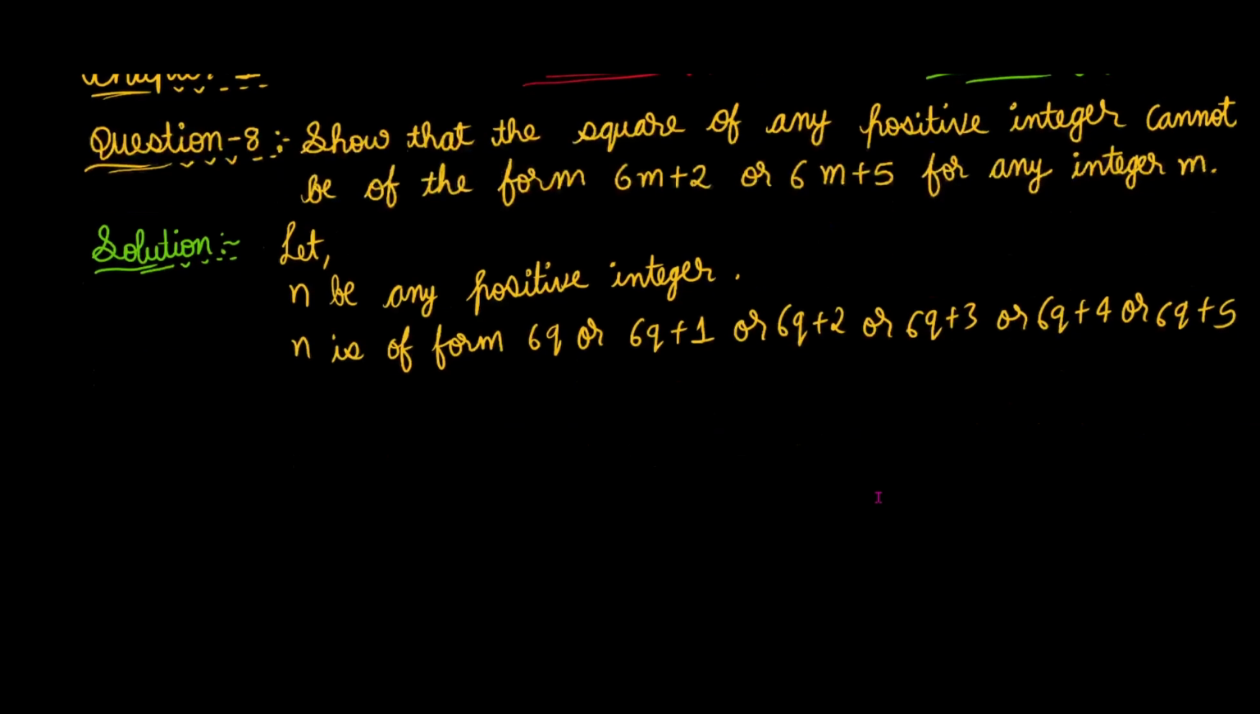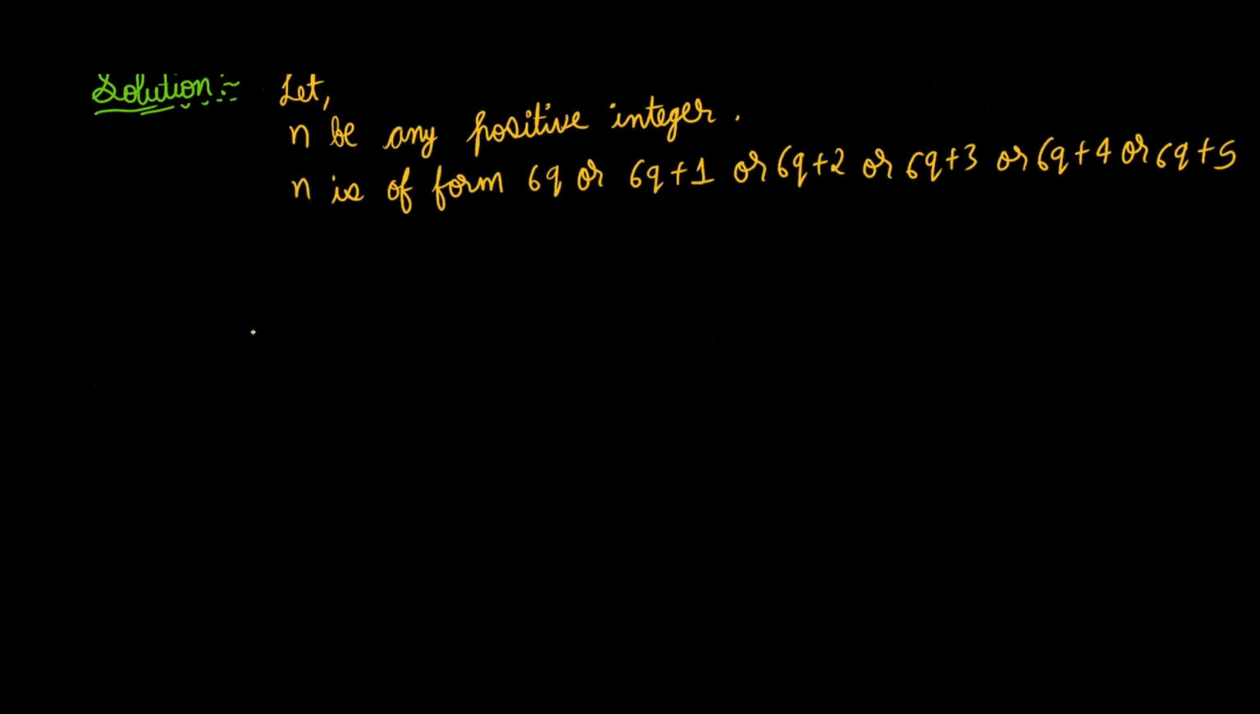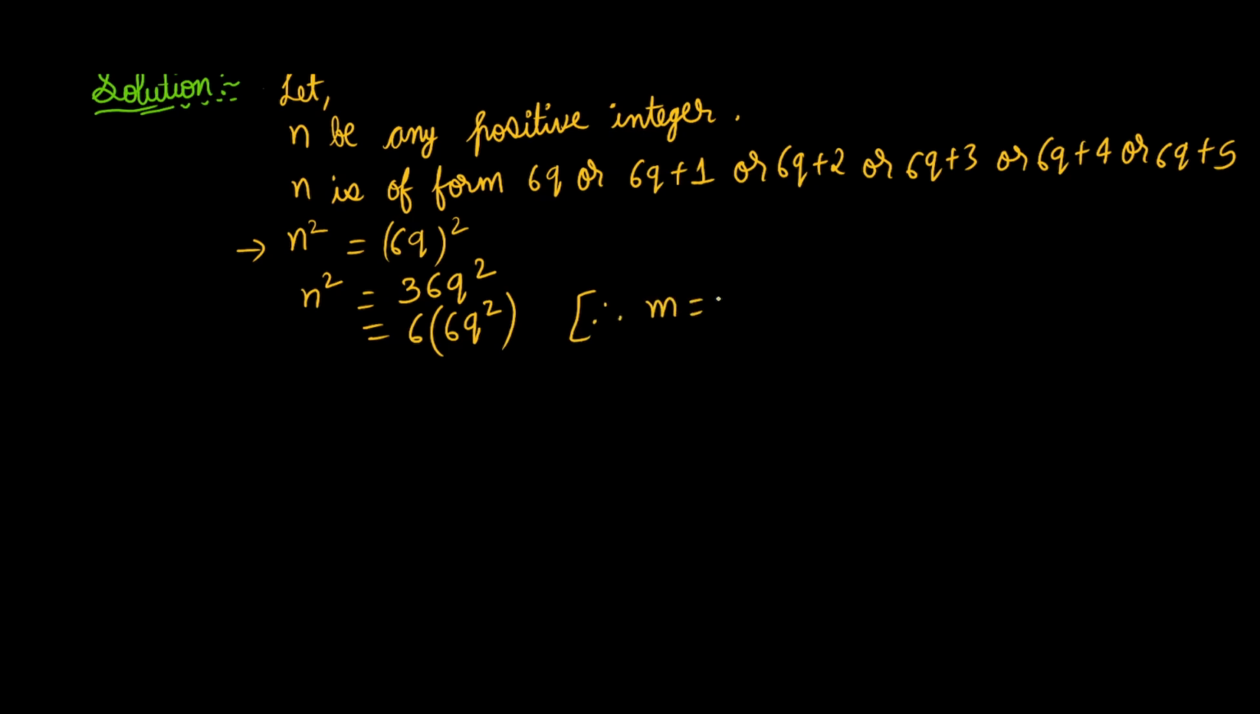So n square is equal to 6q whole square. So we will get n square is equal to 36q square, where 6 will be common, 6q square. So we can write, hence, m is equal to 6q square. So we can write 6m.